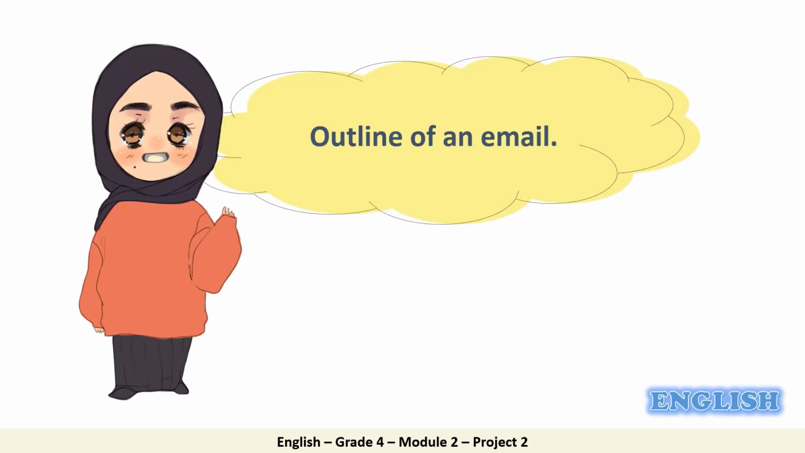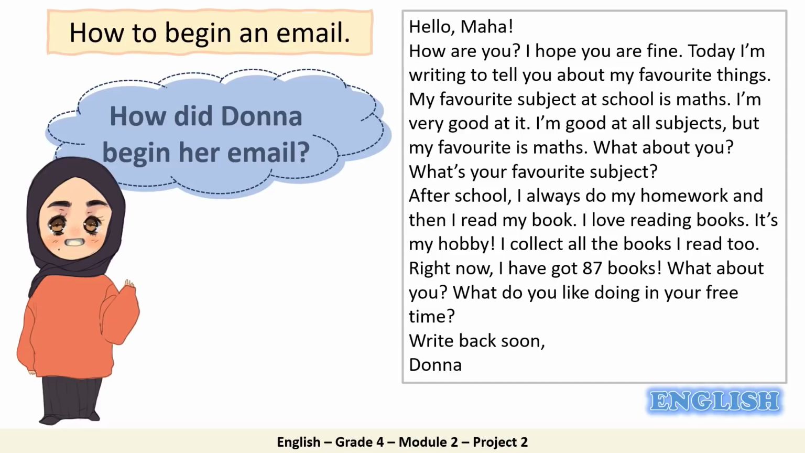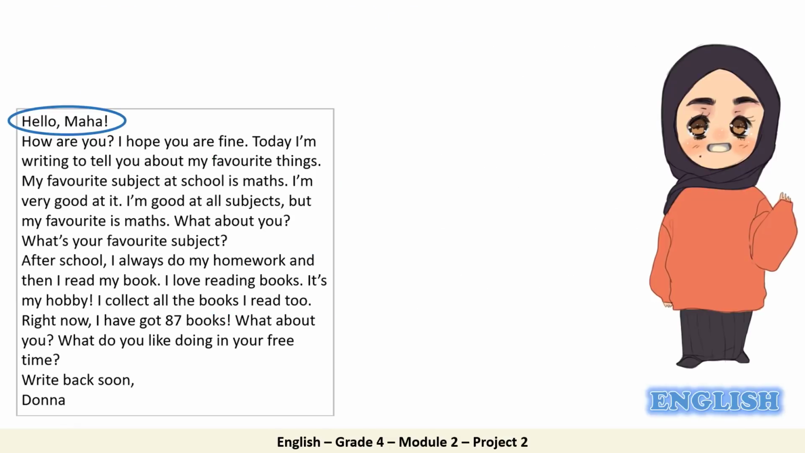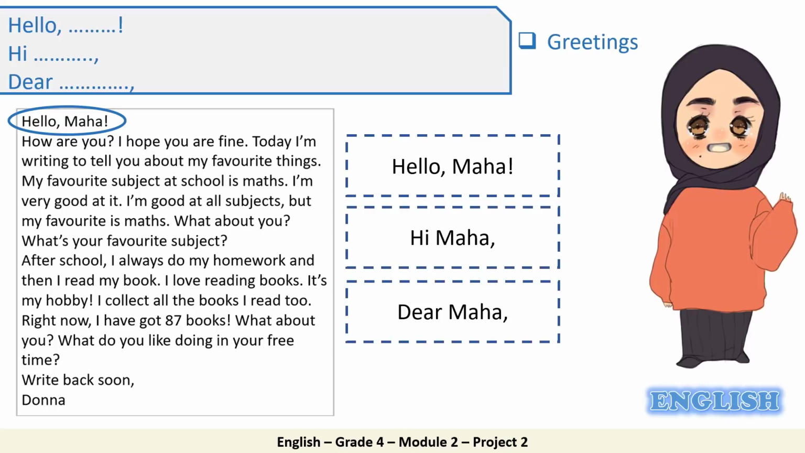And now it's time to learn the outline of an email. How to begin an email. Follow with me. How did Donna begin her email? What did she start the email with? She started with hello. Donna started her email with hello. So you need to start with greetings, such as hello, hi, dear. And you can replace what Donna wrote with the following. Hello, Maha. Hi, Maha. Dear Maha.